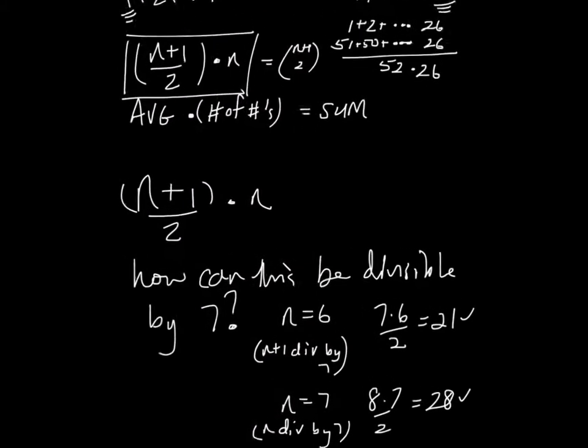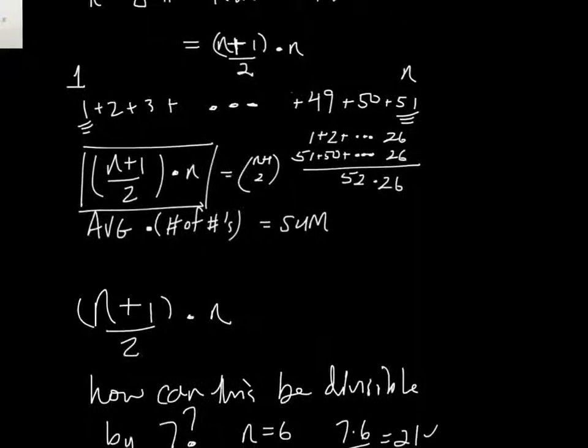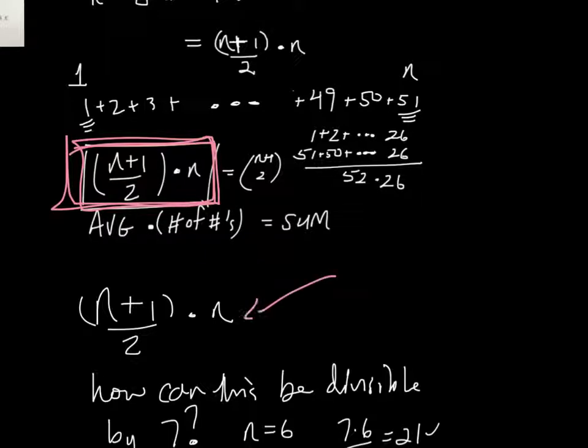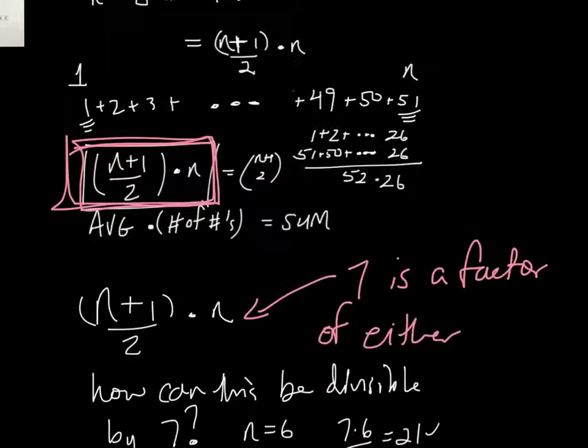Yeah, sure. So the idea was we have this formula for triangular numbers. We want to know, where can 7 come from? 7 is prime, and so we need 7 to be a factor of either n or n plus 1.